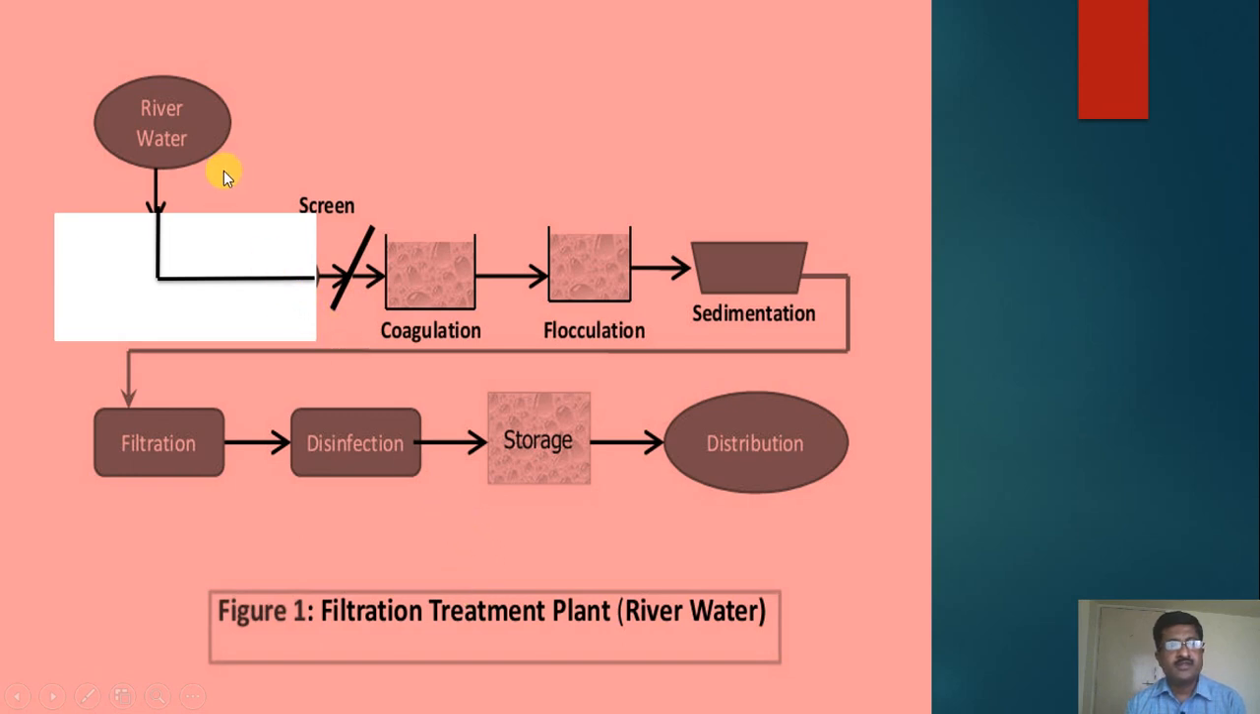In this flow diagram you can see that river water from the intake is brought to the screening unit. Coagulation and flocculation are carried out, and this is the sedimentation unit. Before providing the water to the filtration unit, sedimentation is carried out. After sedimentation there are filtration, disinfection, storage and distribution. So it is necessary to understand the settling velocity, the various aspects and theory of settling. All these aspects are associated with sedimentation.